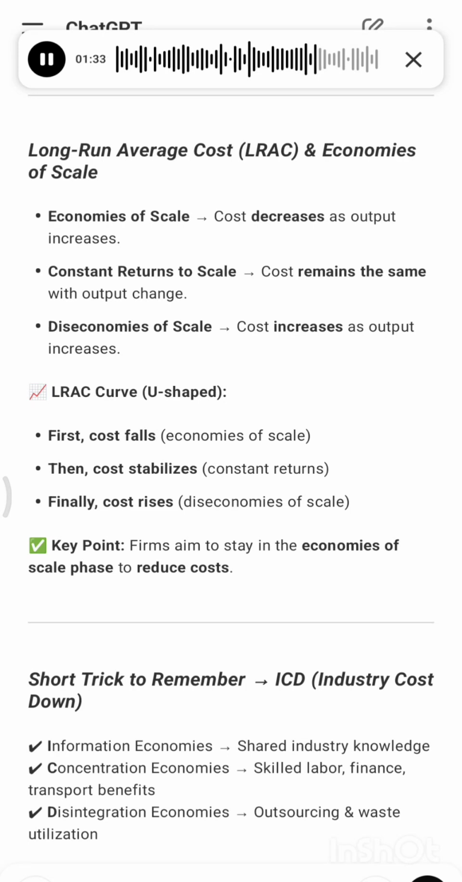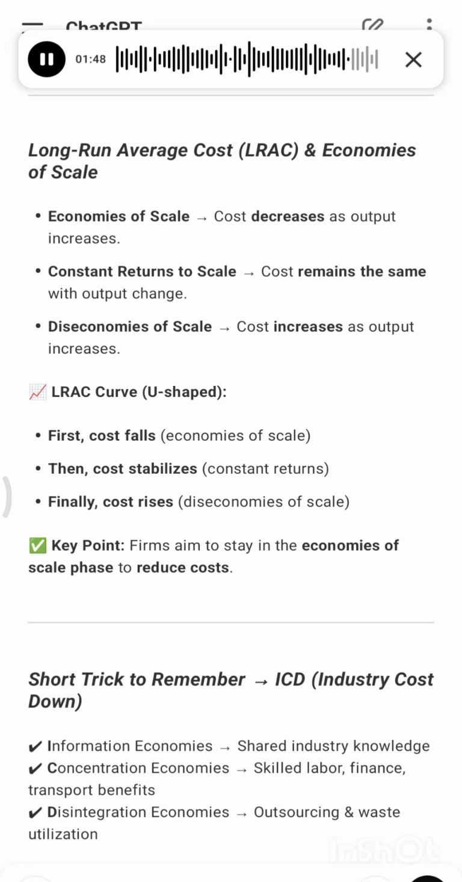The LRAC curve is U-shaped. First, cost falls, economies of scale. Then, cost stabilizes, constant returns. Finally, cost rises, diseconomies of scale. Key point: firms aim to stay in the economies of scale phase to reduce costs.